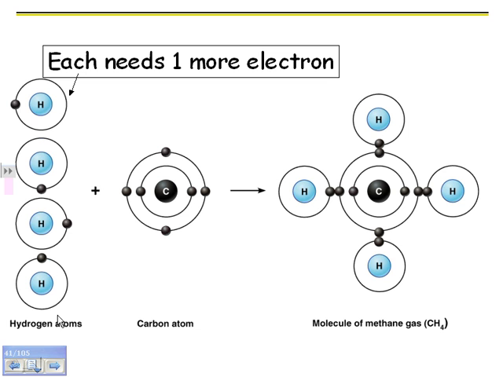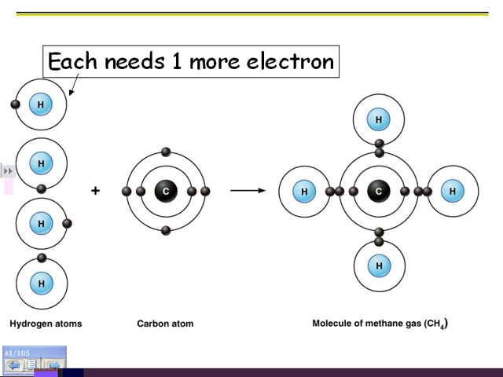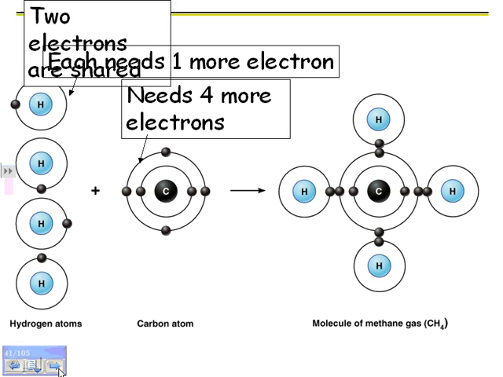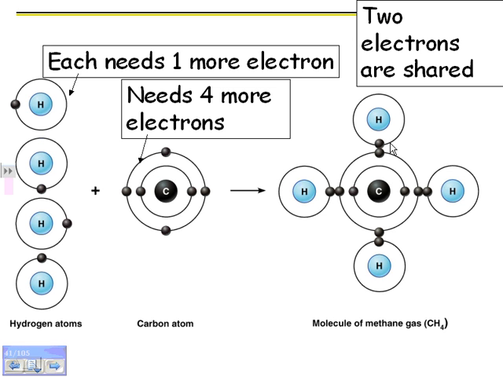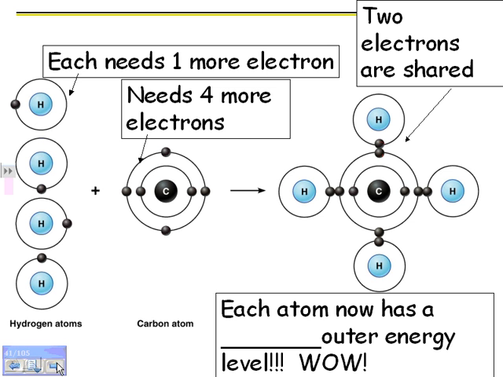So each of these, I had said that already, needs one more electron. These need 4. And so 2 electrons are shared between each pair of atoms. Each atom now has a filled outer energy level. So what that means is that this hydrogen will be stable with 2 electrons, so these two will end up going around both of them, but it makes it stable.